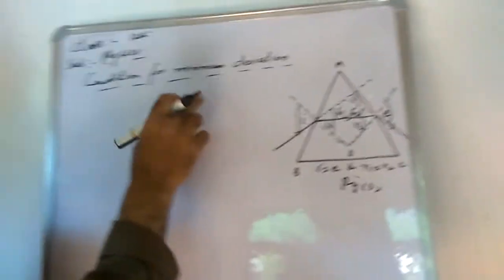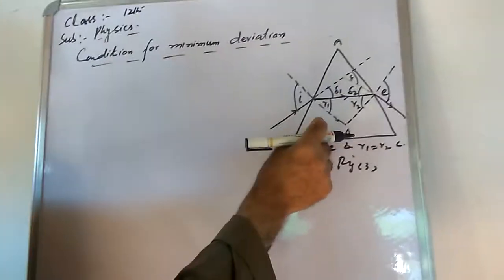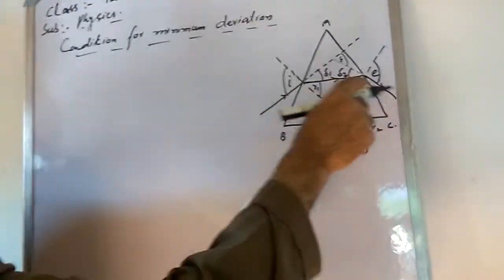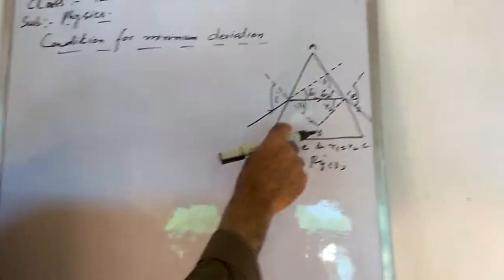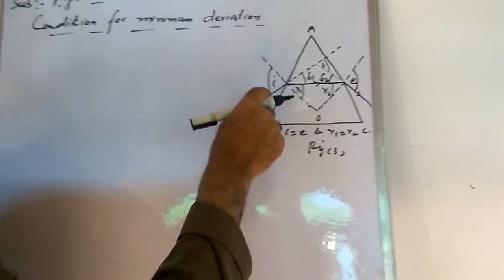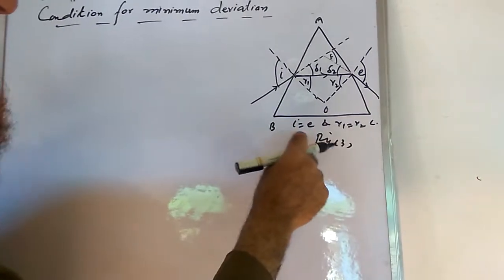Now, condition for minimum deviation. Dear students, as we know, in the minimum deviation position, the prism lies symmetrically with respect to the incident ray and the emergent ray. I will repeat it. In the minimum deviation position, the prism lies symmetrically with respect to the incident ray and the emergent ray. That means at that time I is equal to E.